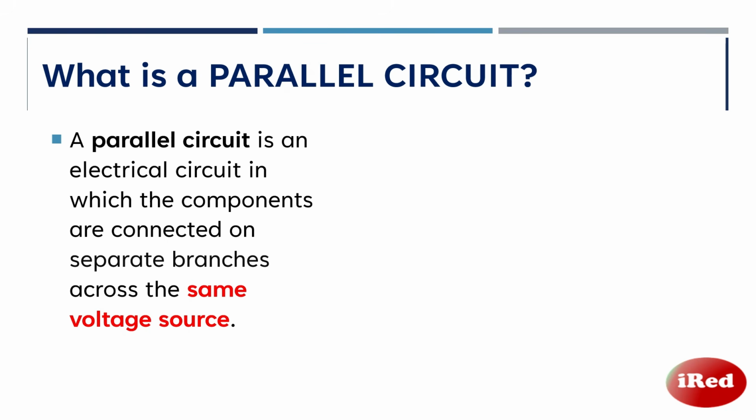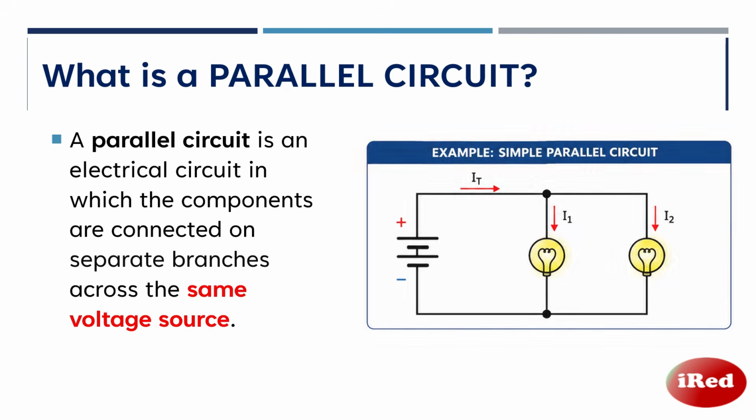Second, pay attention to the phrase same voltage source. Although the components are connected on different branches, every branch is connected directly to the battery or power supply. Because of this, each branch receives the same amount of voltage from the source. For example, in this parallel circuit, if the battery supplies 12 volts, then every branch in the parallel circuit also has 12 volts across it. So if the battery supplies 12 volts, bulb 1 receives 12 volts as well as bulb 2.